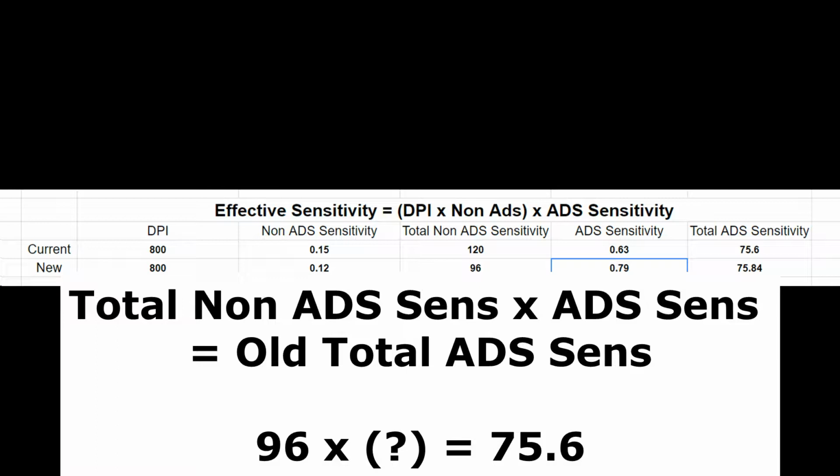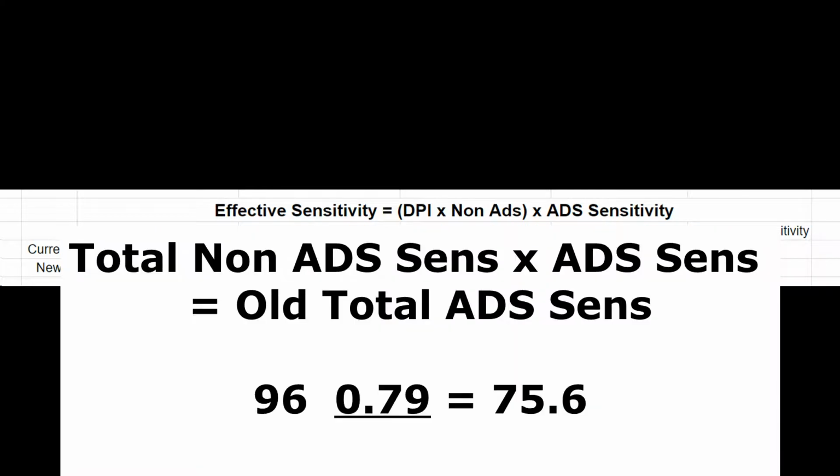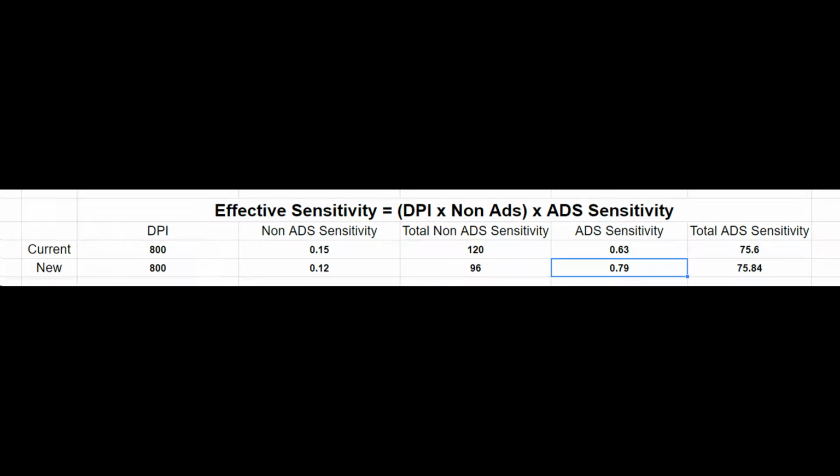So the goal was 75.6, and basically you plug in a number here. I came out with 0.79 as what my new ADS sensitivity needs to be in order to give you a total ADS sensitivity of 75.84. So it's a little bit higher, but it's still very close. And again, the reason why this is very important is so that when you start to aim down sights while in gunfights, it'll feel the same as before. You're only manipulating your non-ADS sensitivity.